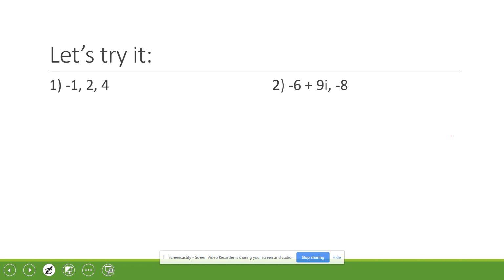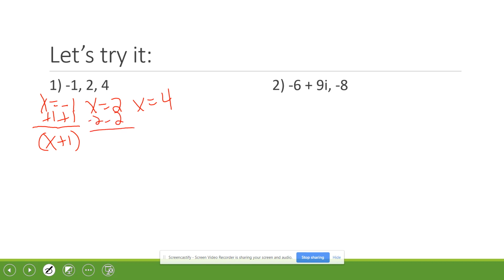Example 1. So I'm checking to see, I have -1, 2, and 4. None of those need a conjugate because I don't have an i and I don't have a square root. So we have x equals -1, x equals 2, and x equals 4. I have to add the 1 to bring it back over with the x. So I have a factor of x plus 1. I am subtracting 2. So I have a factor of x minus 2. And then I'm subtracting 4. So I have a factor of x minus 4.